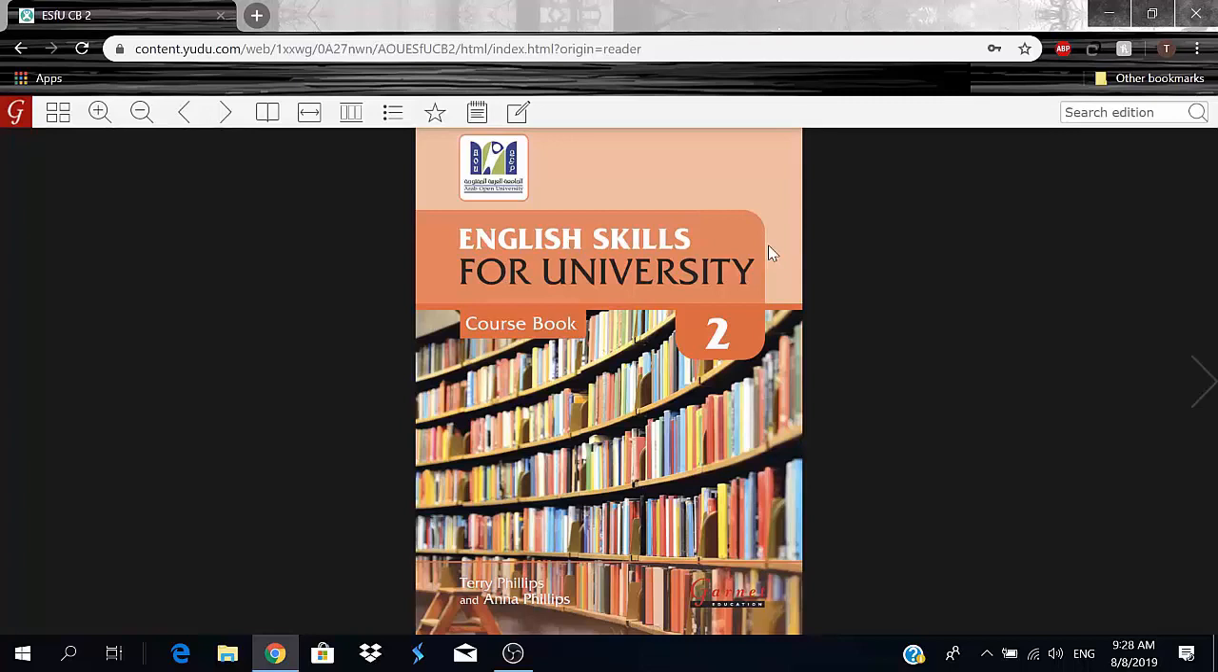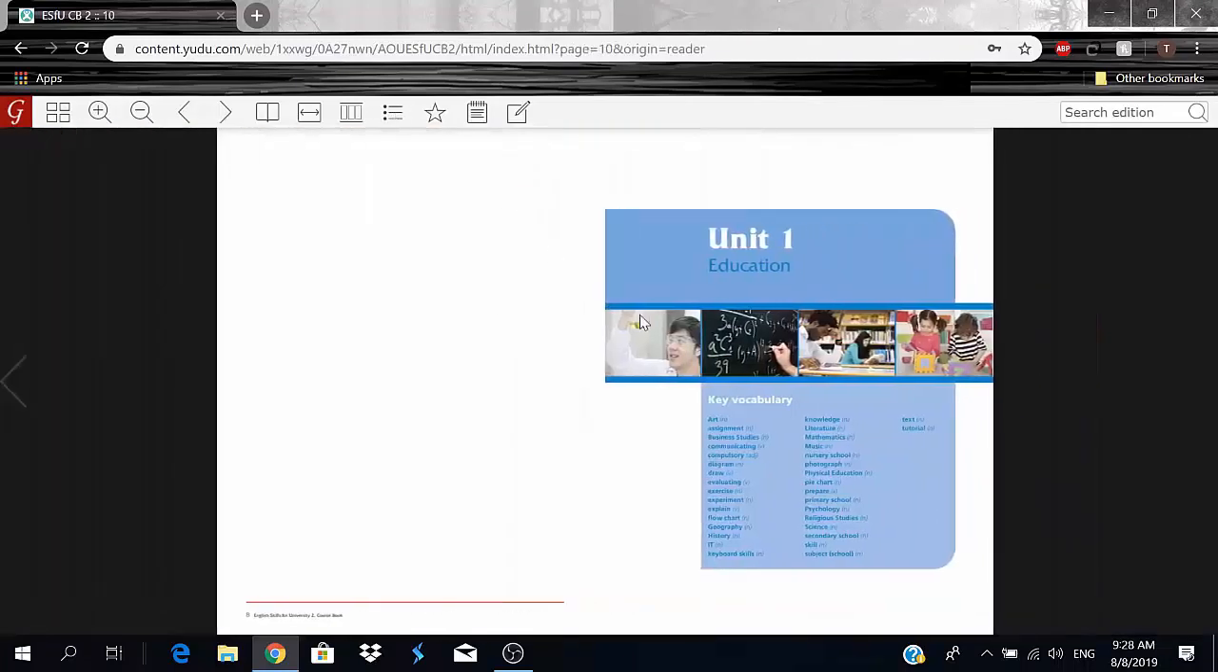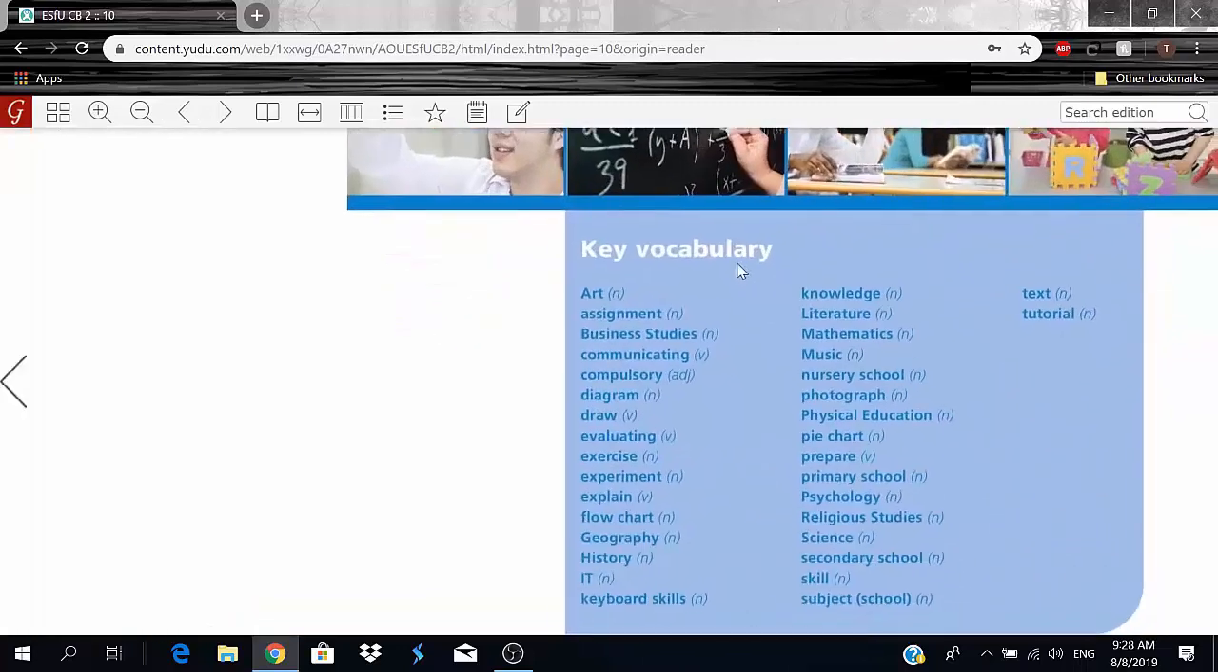So without any further ado, let's hop into our first unit of this course, Unit 1, Education. Okay, now you guys know the drill from the previous course. We obviously start with the key vocabulary, and then we move on with the lessons in perfect order, same as the book. So key vocabulary, let's hop right in.